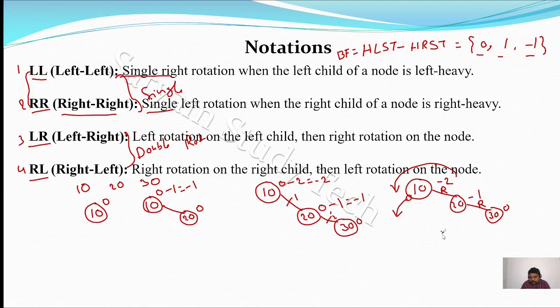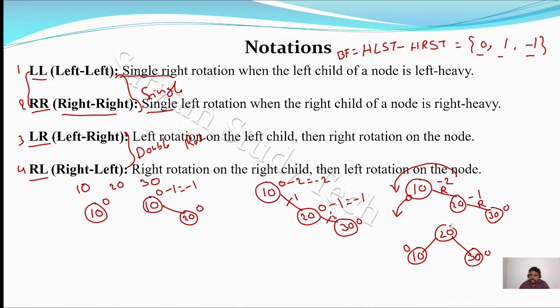So here 20 is the root node now. Here 10 is left of 20, and here it is 30. You can see the balance factor of 10 is 0. The balance factor of 30 is 0 because the height of the left subtree is 0 and the height of the right subtree is 0. So that is 0.